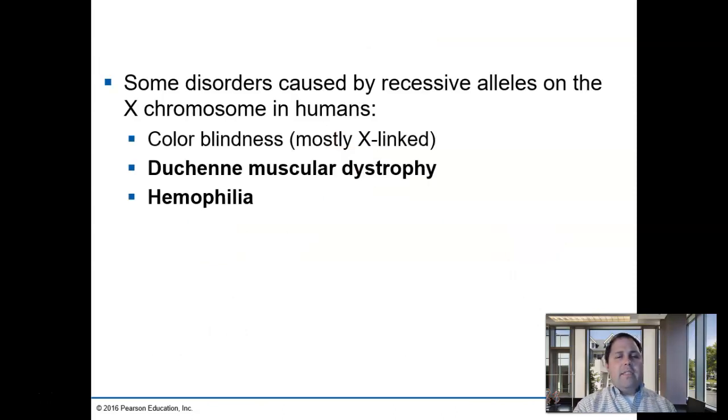So here are some of these recessive X chromosome alleles that are common, that you'll see commonly in questions. Color blindness is mostly X-linked, so men tend to be colorblind more than females. Duchenne muscular dystrophy and hemophilia are also X-linked traits, so you tend to see these occurring more in men than in women.